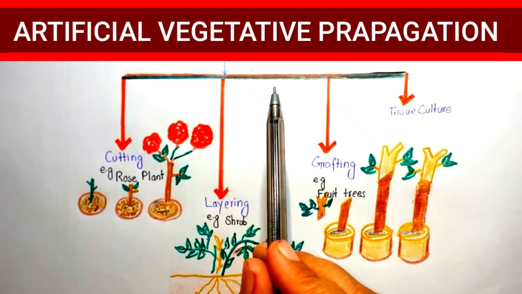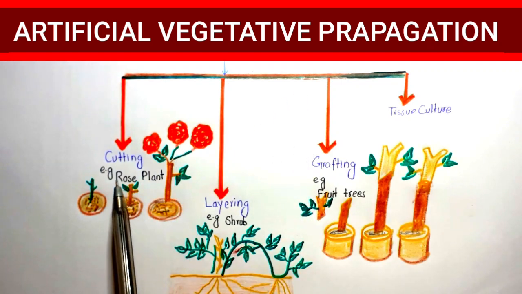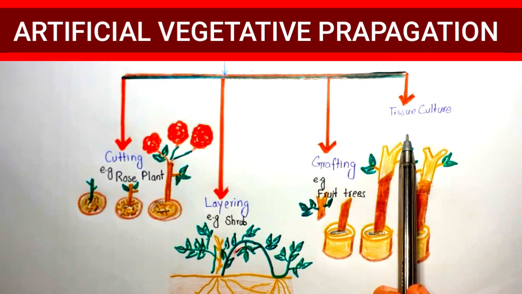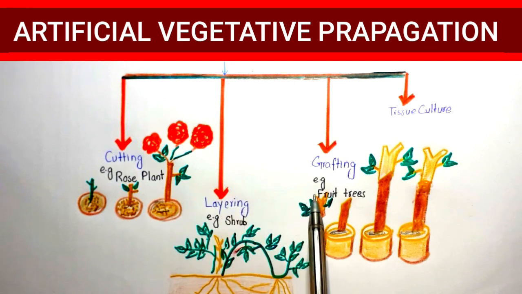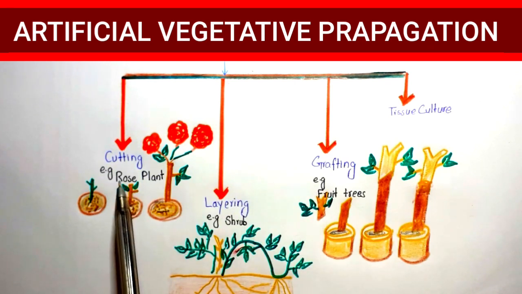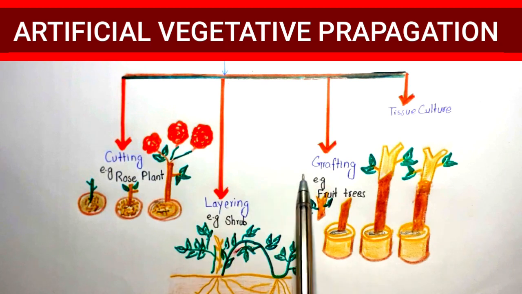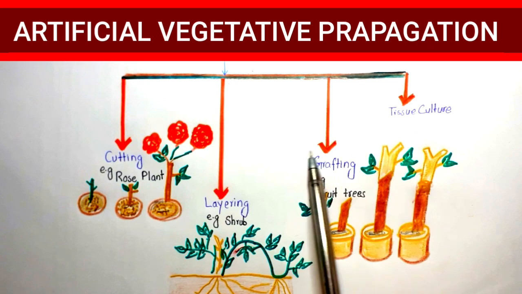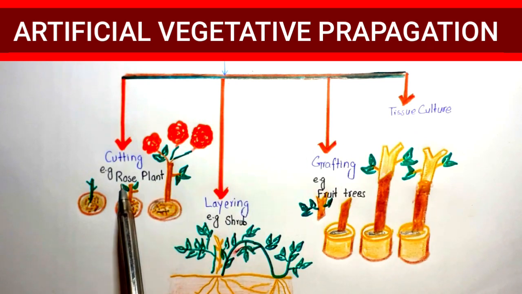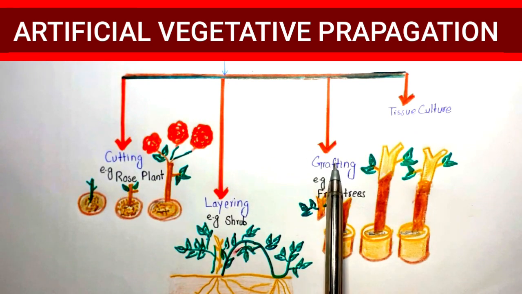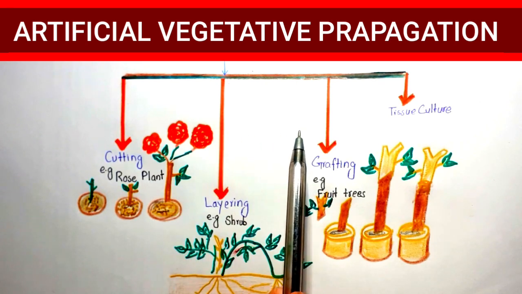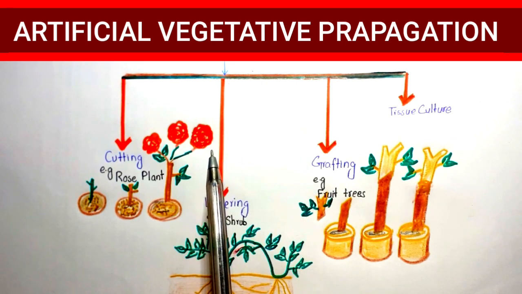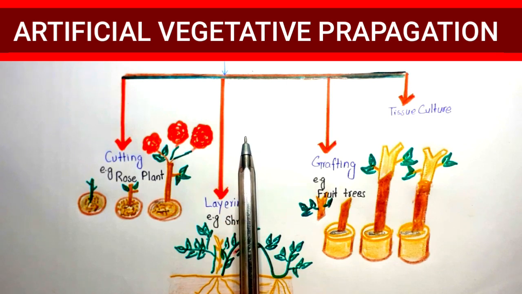There are four methods of artificial vegetative propagation: cutting, layering, grafting and tissue culture. But at this level, at grade 6, we will discuss only three methods: cutting, layering and grafting. But I will give you some introduction about tissue culture as well. Keep in mind that there are these methods, and recall that vegetative propagation is the development of new plants by using vegetative parts of a plant.